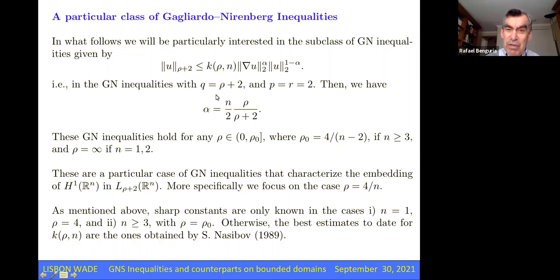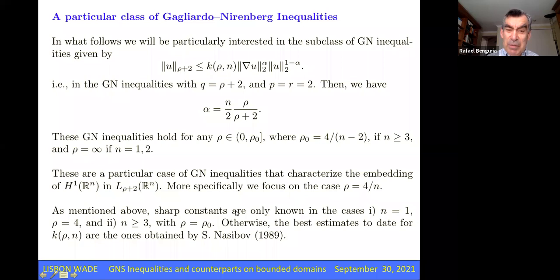Not only am I going to restrict myself to this subclass of Gagliardo-Nirenberg inequalities, but also we're going to consider a special rho in this interval, just one special case, which is 4/n, where n is the dimension of the space. My interest in that comes from the Lieb-Thirring inequalities.